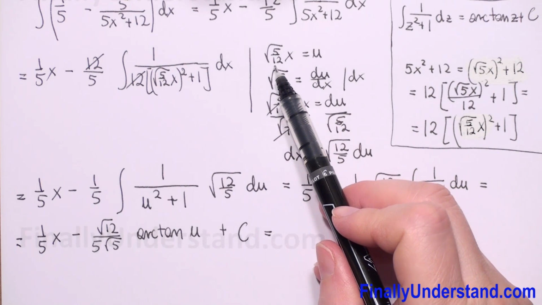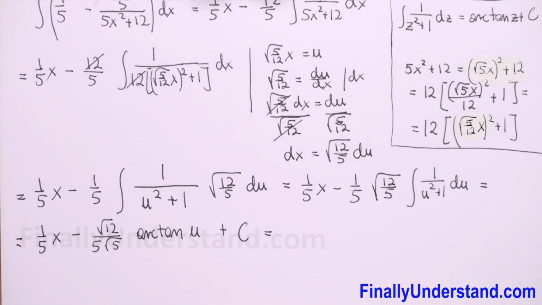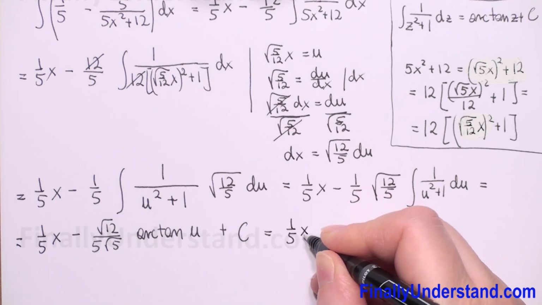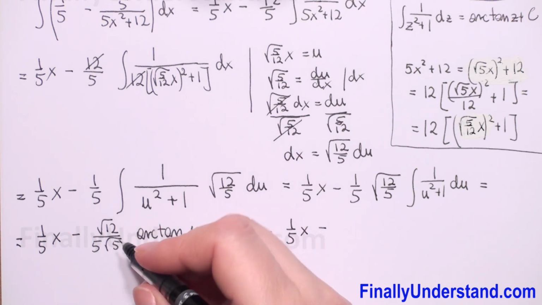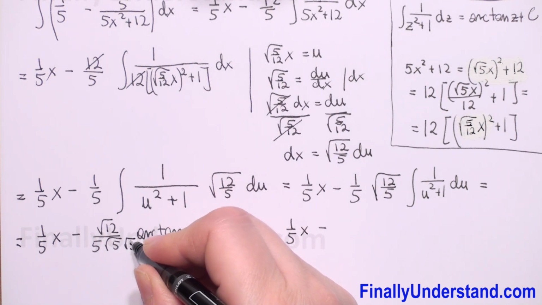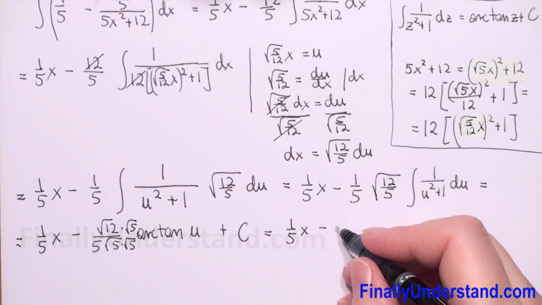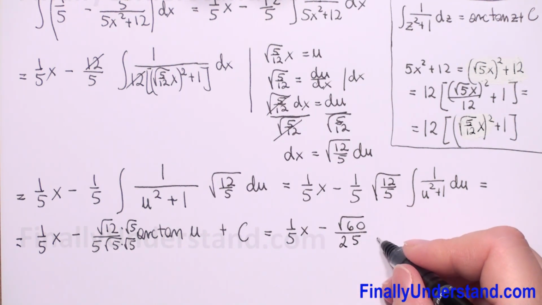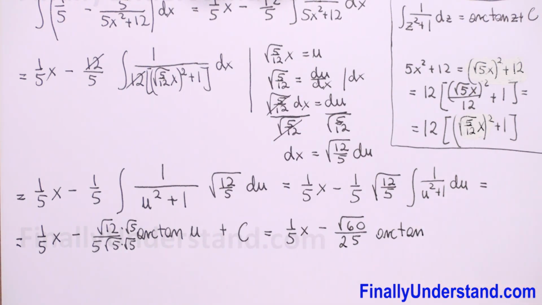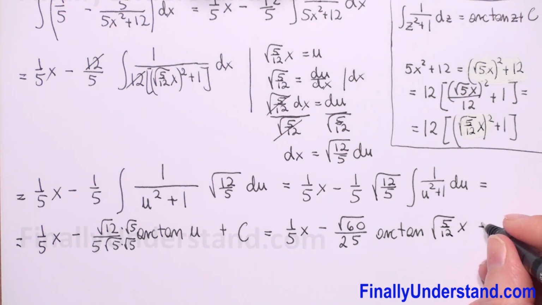u is equal to the square root of 5 over 12 x. So we have 1 over 5x to copy, minus, and I have to remove the square root from the denominator. We don't like to have a square root in the denominator, so we multiply numerator and denominator by the square root of 5. So we will have minus the square root of 12 times the square root of 5, which is the square root of 60, over 5 times 5, which is 25, arctangent, and u is the square root of 5 over 12 x, plus constant c.